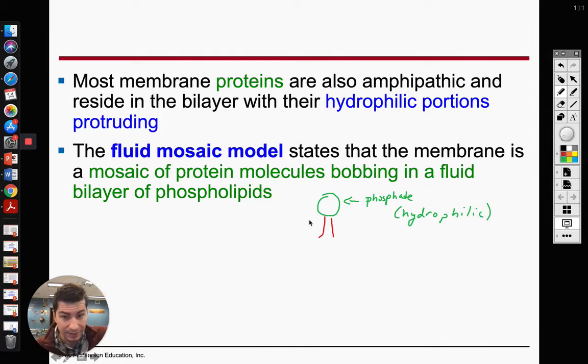Now these down here, these are our fatty acid tails. And there's two of them. And they are hydrophobic, meaning they do not like water. So this right here, this is our construction of a phospholipid.